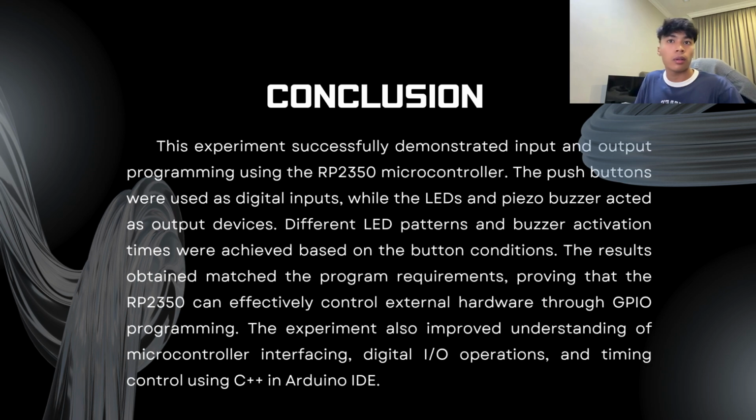Lastly, for the conclusion, the experiment has fully demonstrated input and output programming using the microcontroller, which is the RP2350. The push buttons were used as digital inputs, while the LEDs and the buzzer acted as output devices. Different LED patterns and buzzer activation times were achieved based on the button conditions, as I told you from the result, which is GP20 and GP21 indicating switch 3 and switch 4. The results obtained match the program requirements, proving that the RP2350 can effectively control external hardware through GPIO programming.